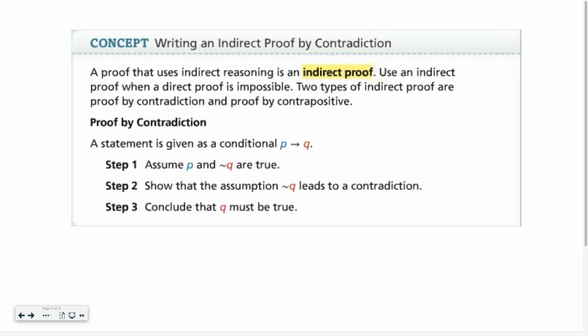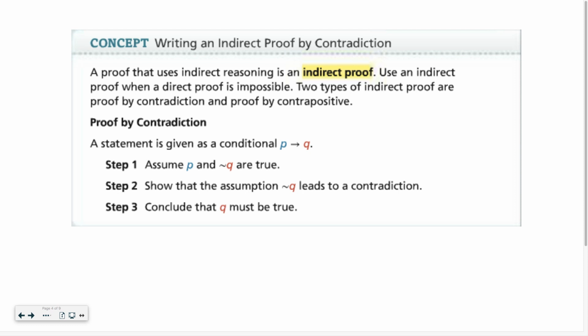All right, now take a screenshot of this because this is going to be something really important. Writing an indirect proof by contradiction. A proof that uses indirect reasoning, what we were just doing, is an indirect proof. And in order to write an indirect proof, you only want to do that when a direct proof is not possible. Meaning if there are so many correct answers that you can't possibly go through and prove that each correct answer is correct, you use indirect proof instead.